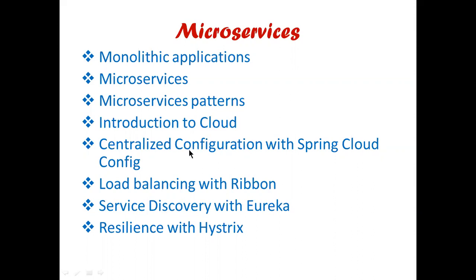Then I will talk about centralized configuration with Spring Cloud Config. Suppose I'm creating around 5 or 6 microservices, these microservices may have some common application properties. Those common application properties that microservices are going to read from a centralized location by creating a cloud config server. And that cloud config server is going to load all these common properties from some external repository, like a Git repository.